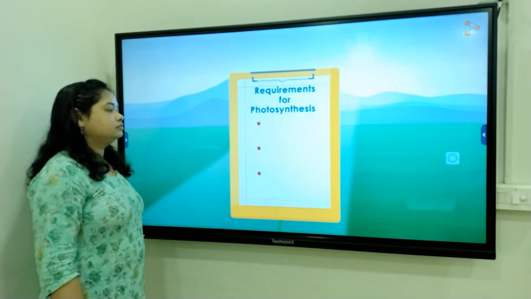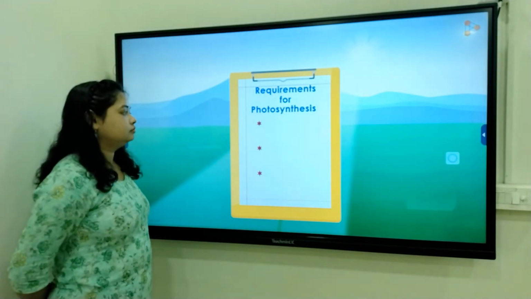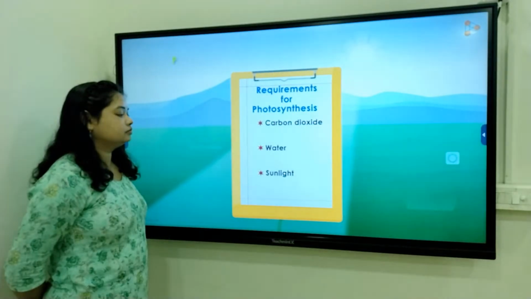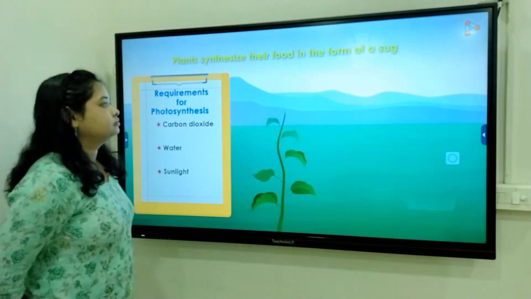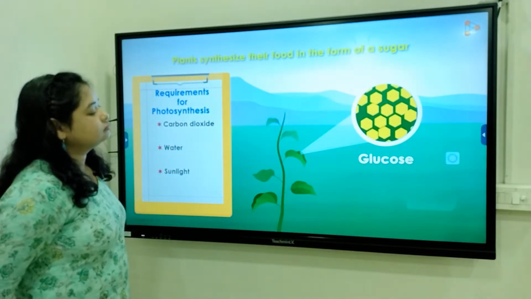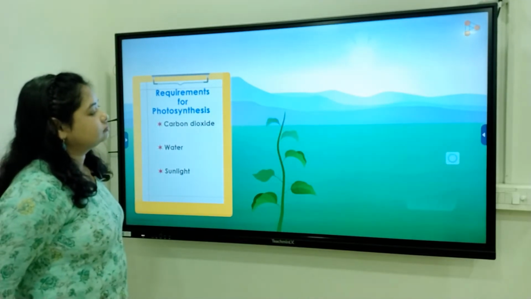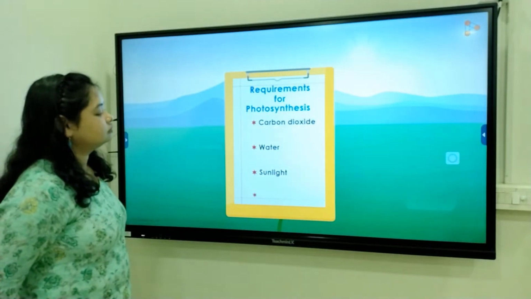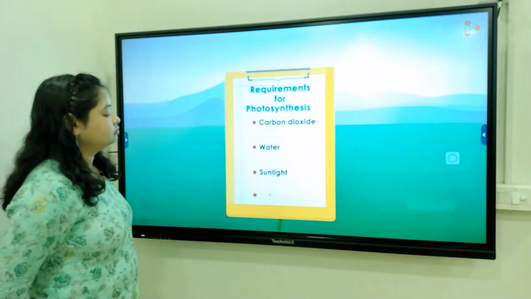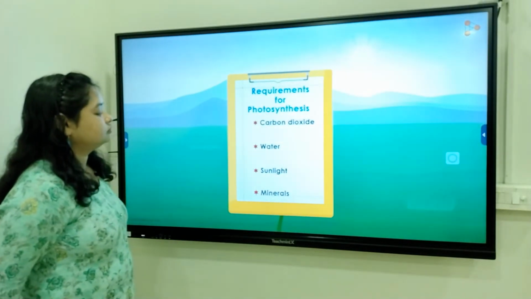There are three major things that plants need in this process: carbon dioxide, water, and sunlight. Plants synthesize their food in the form of a sugar. This sugar is the glucose produced in the plants. However, apart from these three major factors, there are a few more important ones also in the list. Yes, these are the minerals present in the soil.